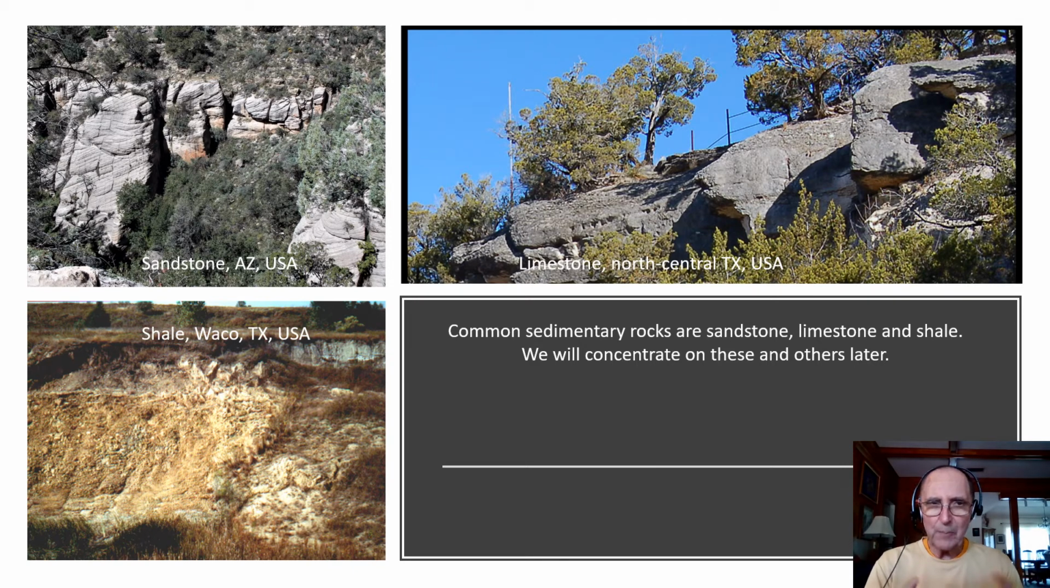The picture on the top left is a cross-bedded sandstone that we find in the state of Arizona. The picture to the right is a massive limestone that we find in north central Texas. The picture on the bottom is a shale composed mainly of clay along with a landslide, and this is found in the city of Waco in Texas.